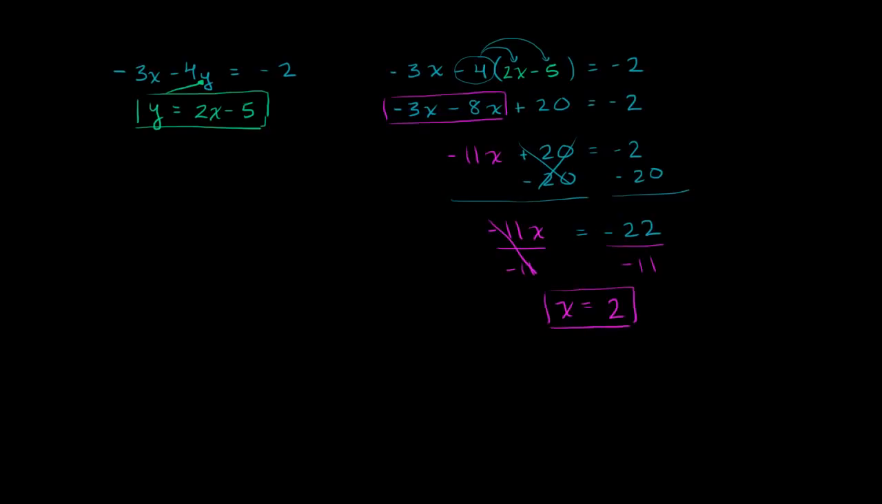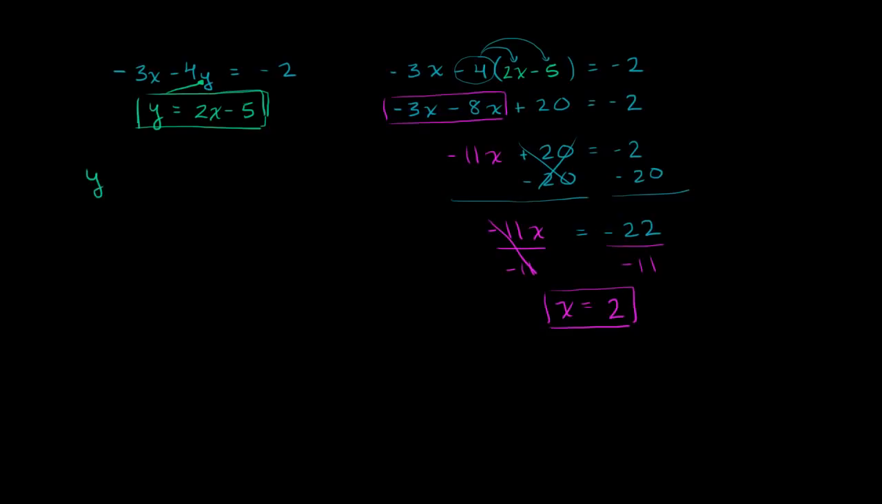And so we're not quite done yet. We've done, I guess you could say, the hard part. We've solved for x. But now we have to solve for y. And we could take this x value into either one of these equations and solve for y. But this second one has already explicitly solved for y. So let's use that one.